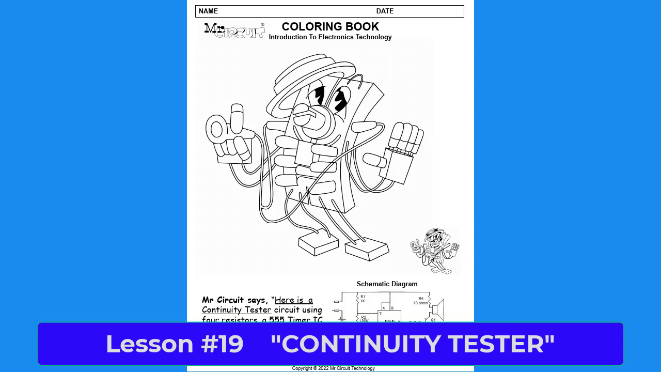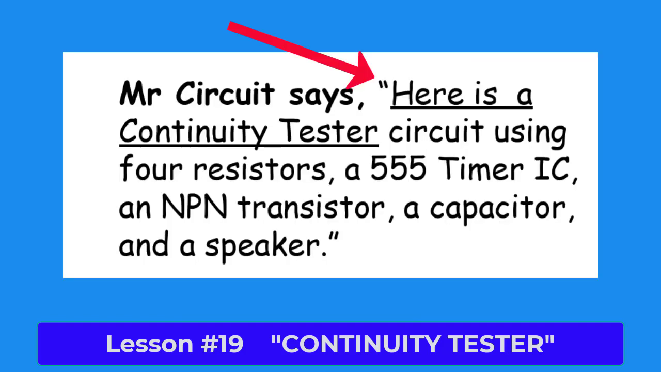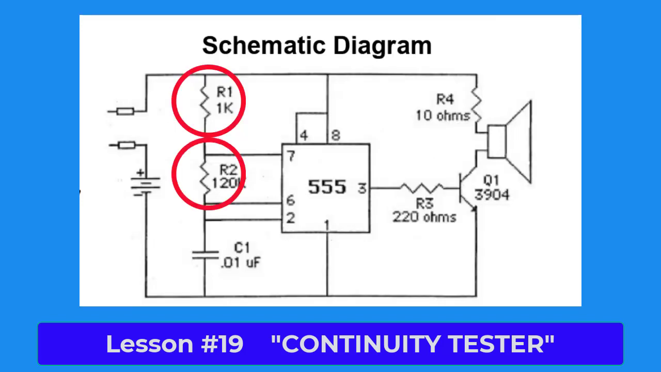At the bottom of the page, what does Mr. Circuit say? Mr. Circuit says, here is a continuity tester circuit using 4 resistors, a 555 timer IC, an NPN transistor, a capacitor, and a speaker. Please put a circle around the schematic symbol of each of the resistors on the schematic diagram at the bottom right hand of the page.